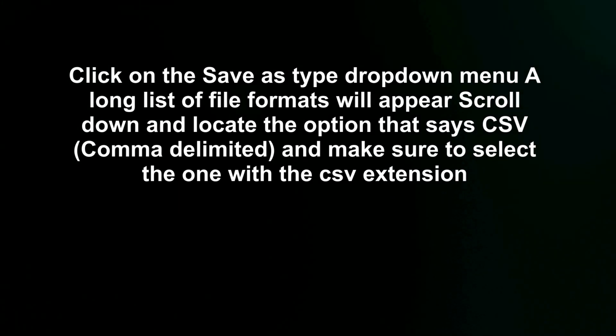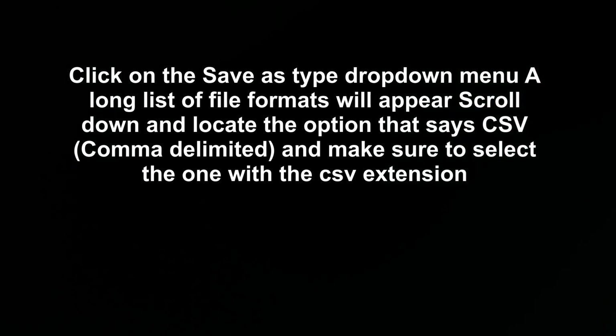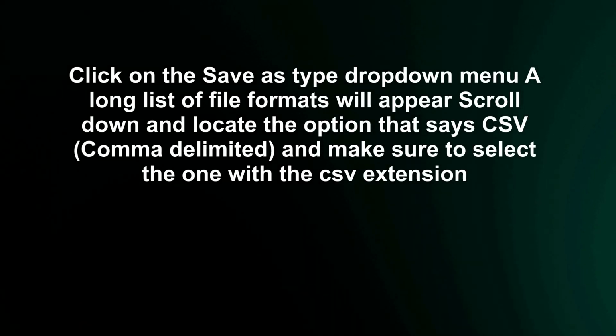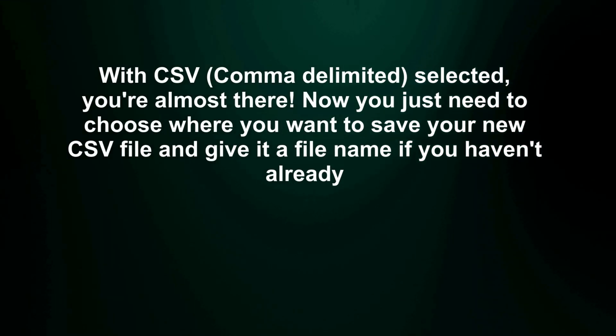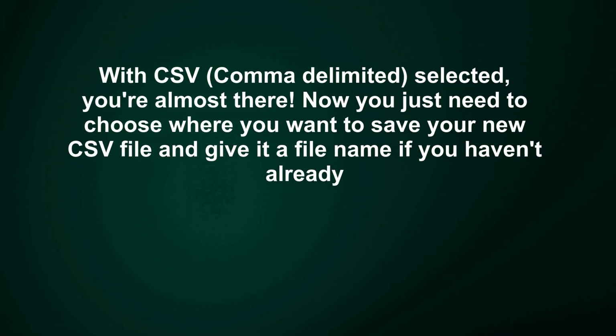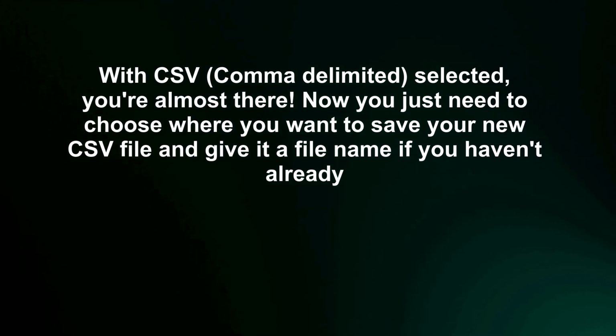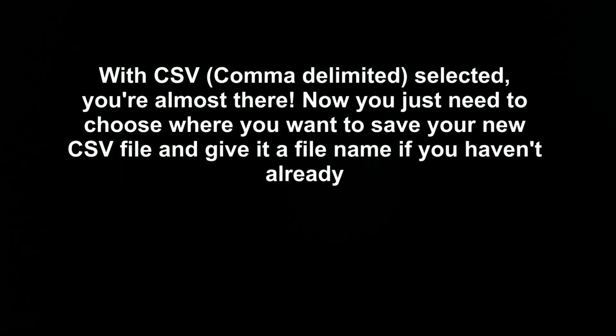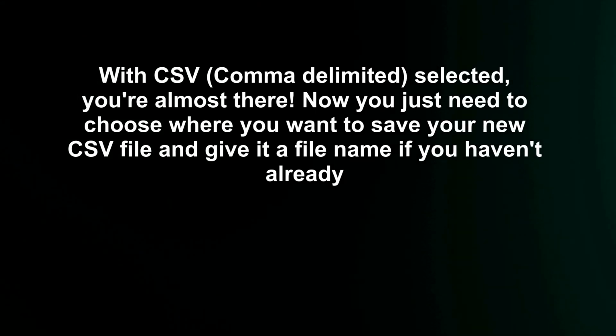Scroll down and locate the option that says CSV, delimited, and make sure to select the one with the CSV extension. With CSV, delimited selected, you're almost there. Now you just need to choose where you want to save your new CSV file and give it a file name if you haven't already.